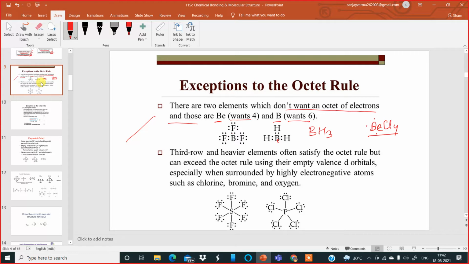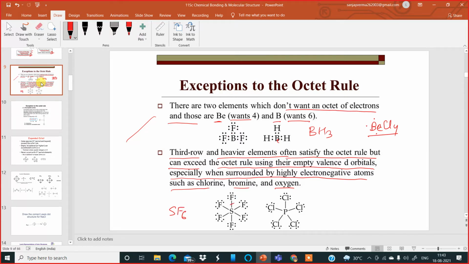Moreover, if you move to the third row and heavier elements, they often satisfy the octet rule but can exceed the octet rule using their empty valence d orbitals, especially when surrounded by highly electronegative atoms such as chlorine, bromine and oxygen. Now look at sulfur. Sulfur is an expanded octet. After combining with fluorine, it forms sulfur hexafluoride, SF6.